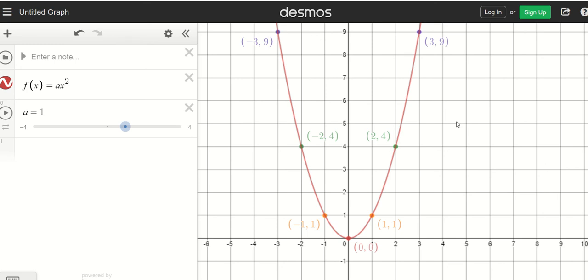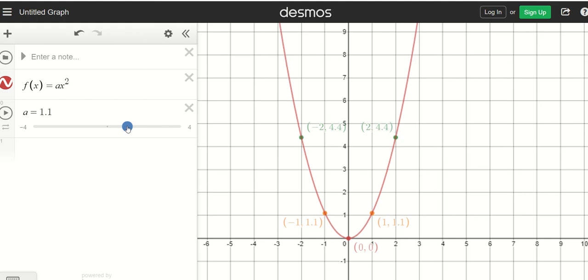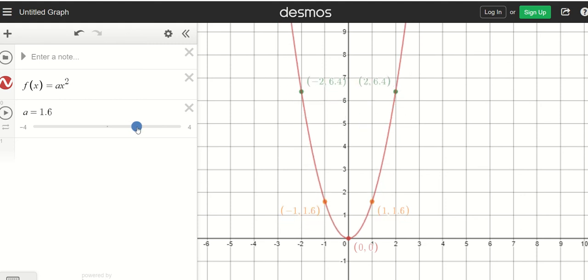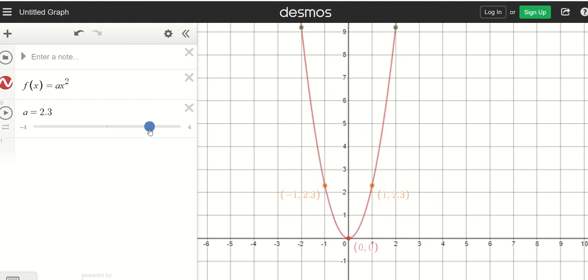And over here on the left side, if you can see where my little mouse is going, I have an a in front, and right now a is set to 1, so it's not doing anything. It's just like a regular parabola. But watch what happens when I change that number in front to something bigger. I can see those points are going up.